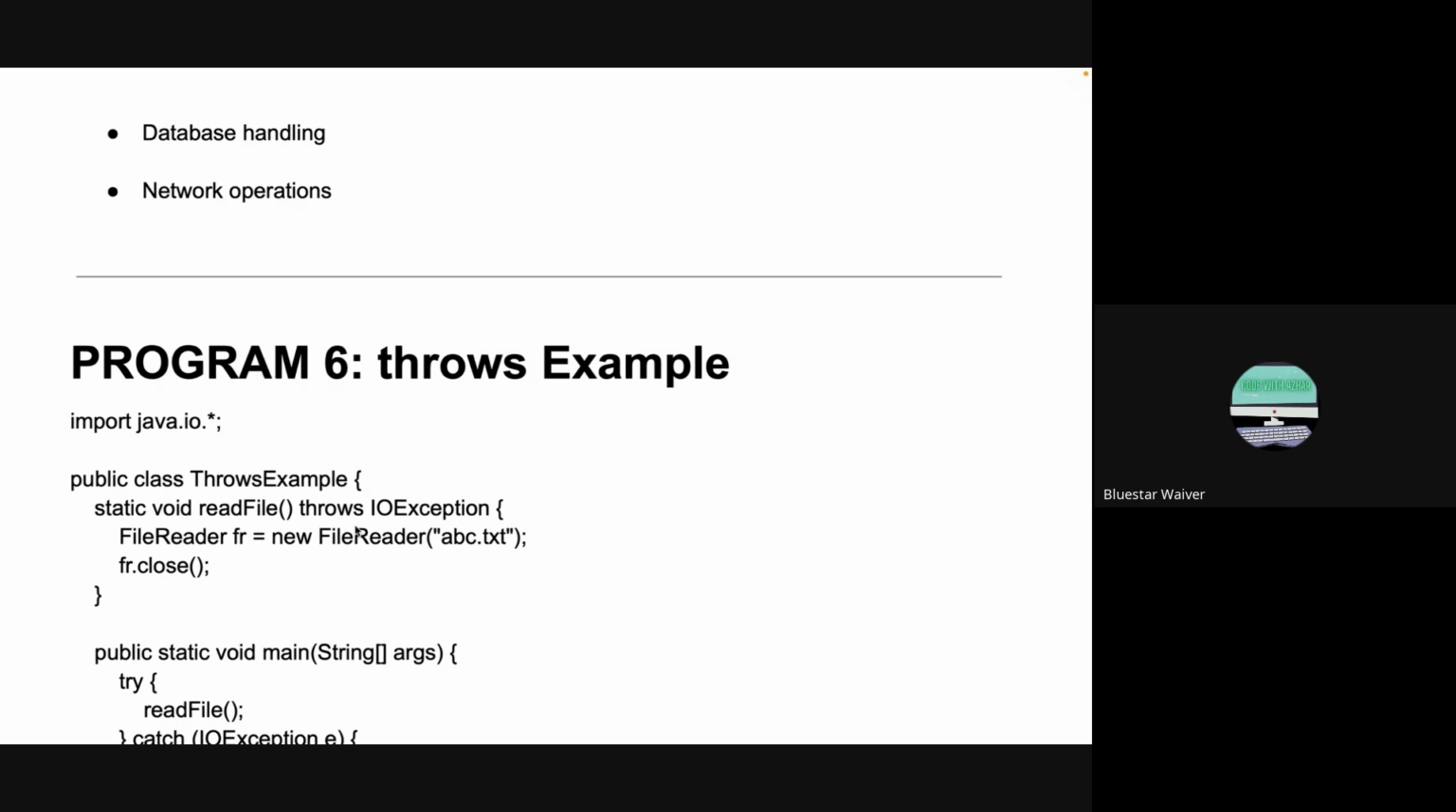So don't worry about the file reader in the throws example. We'll see that file reader and all in future sessions where we cover string buffer, file reader, everything. So when we try to access files, try to read an Excel, just write a program for reference. Okay.